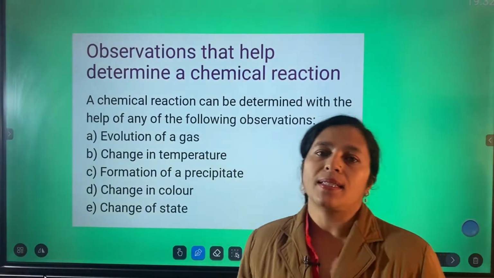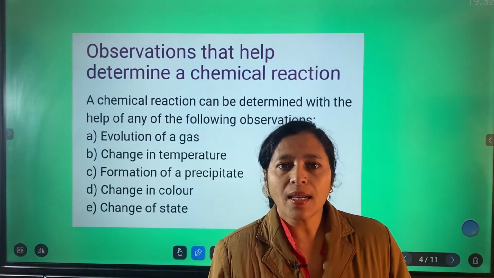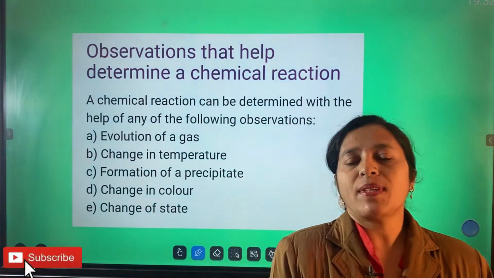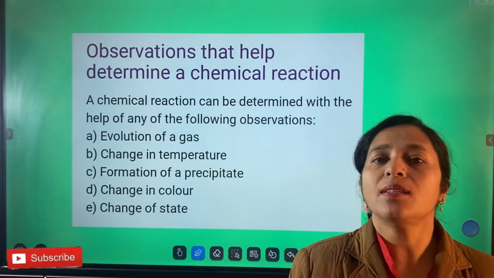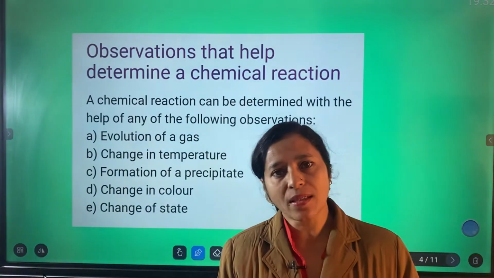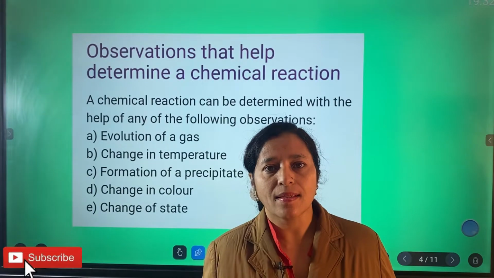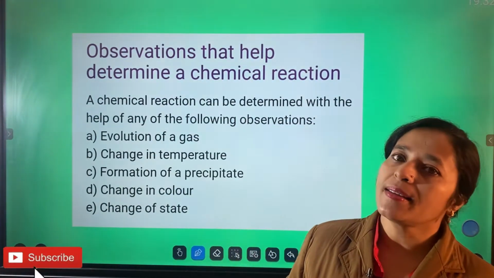How can you say that a chemical reaction has occurred? First you should know some examples of chemical reactions. Burning of crackers is also a chemical reaction. Photosynthesis, respiration, ये सारे के सारे क्या है?